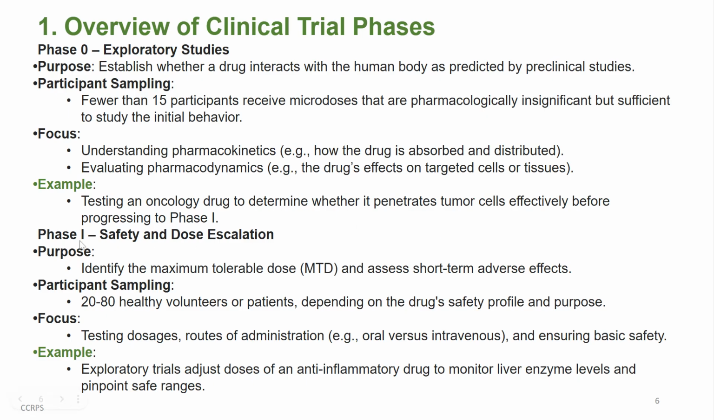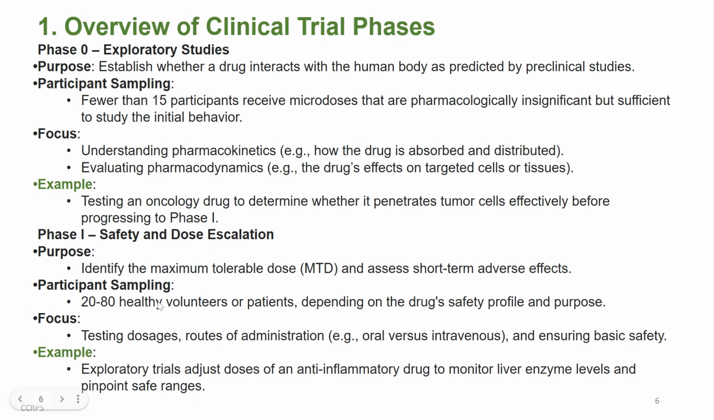Phase one, safety and dose escalation. So it's about safety. Purpose, identify the maximum tolerated dose. Phase zero, the exploratory studies, was microdoses. Now the maximum tolerable dose, MTD, and assess short-term adverse effects. So the safety of the medication using the maximum tolerable dose, not microdose like phase zero.